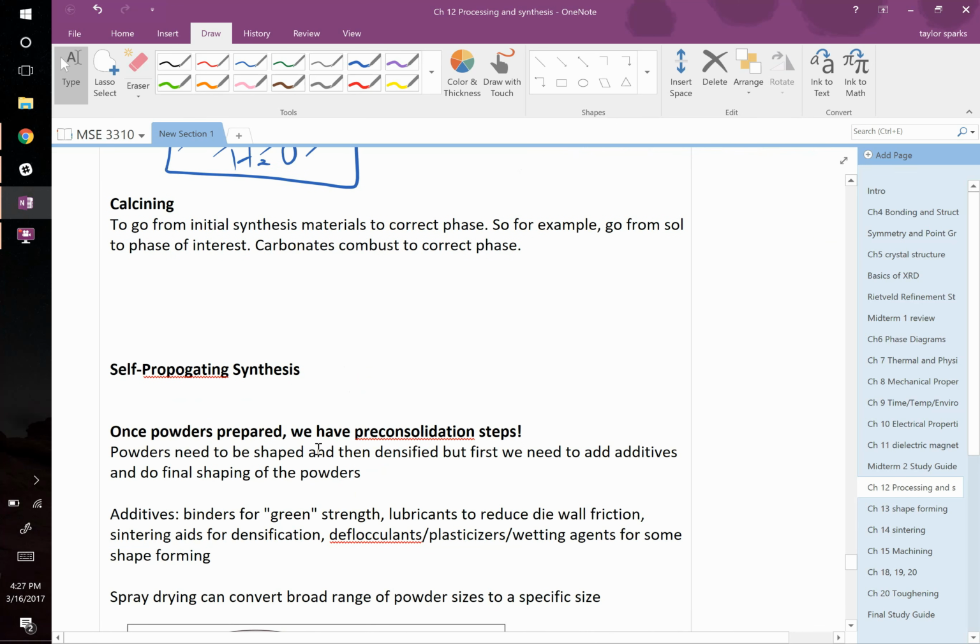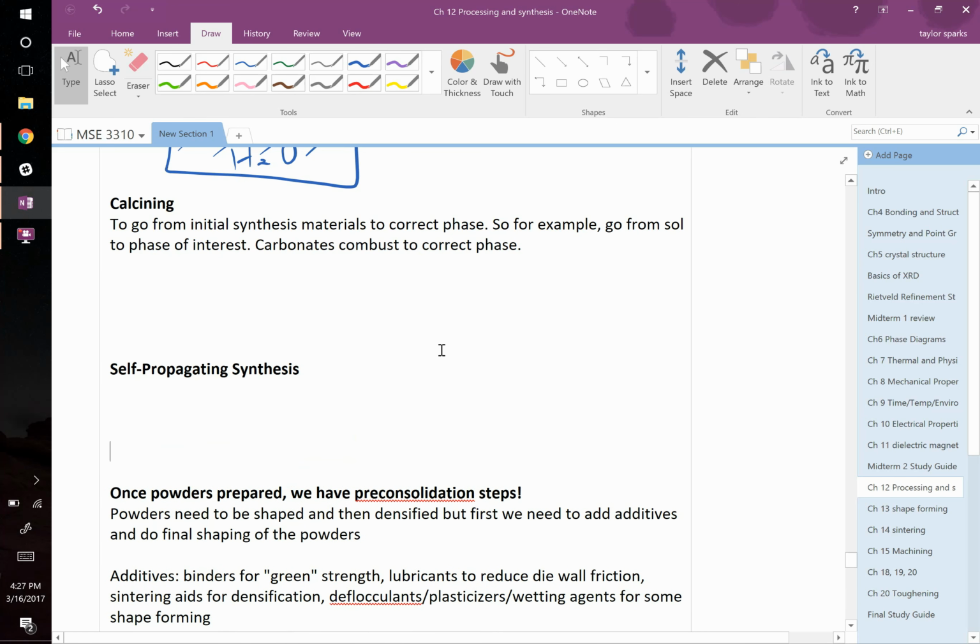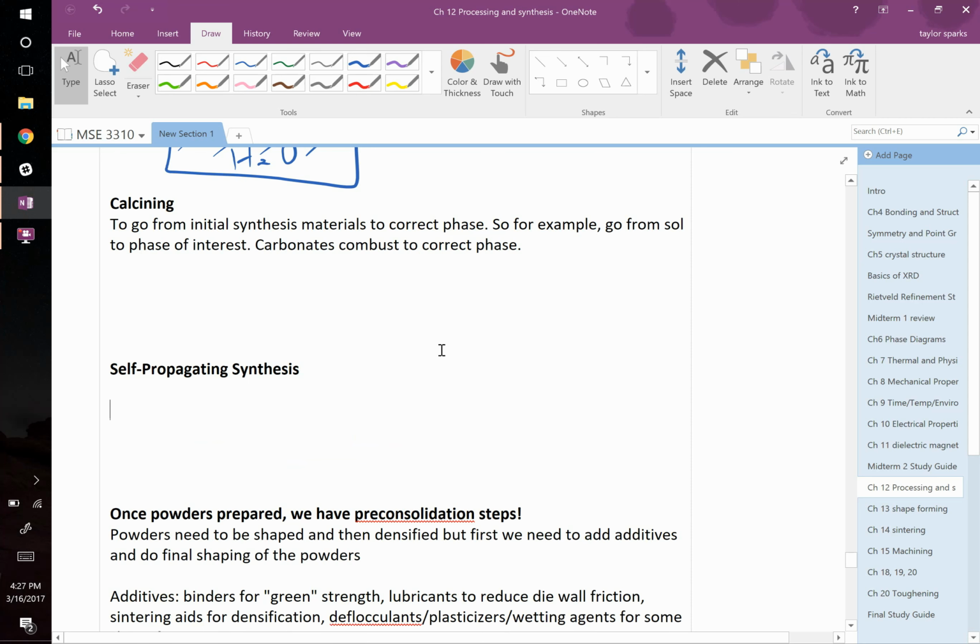There's self-propagating synthesis. Self-propagating synthesis is something where you're going to rely on A plus B forming AB, and this is going to be exothermic.